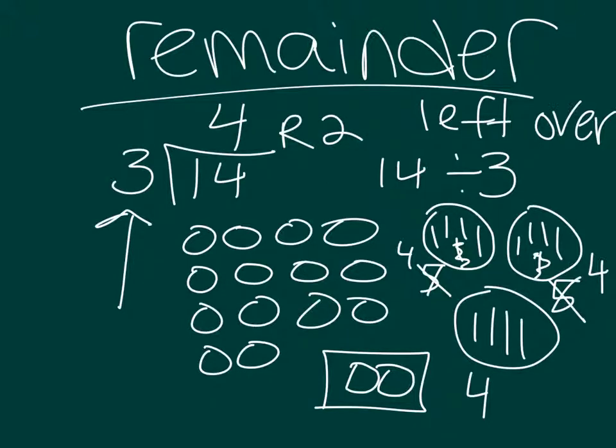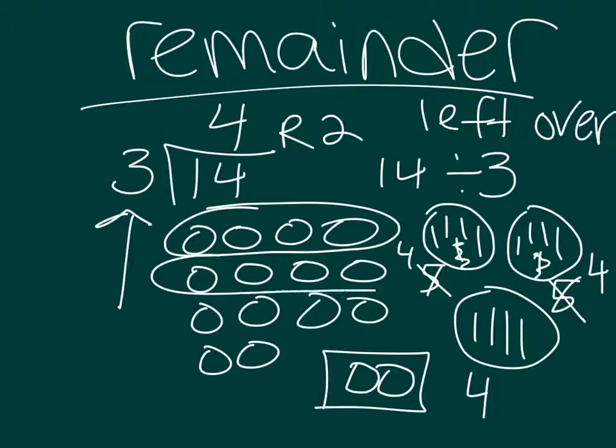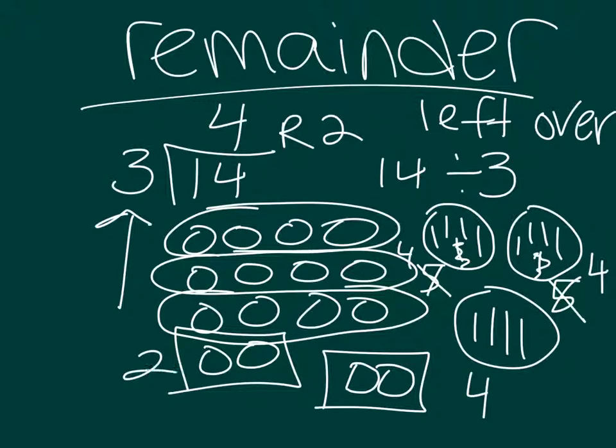Okay, and if you're going to do it over here, on the other side where I made the circles, 3 groups, well, I set up my array. Here's 1 group, 2 groups, 3 groups, and then, again, my 2 extra, my remainder 2. All right, let's do another one.